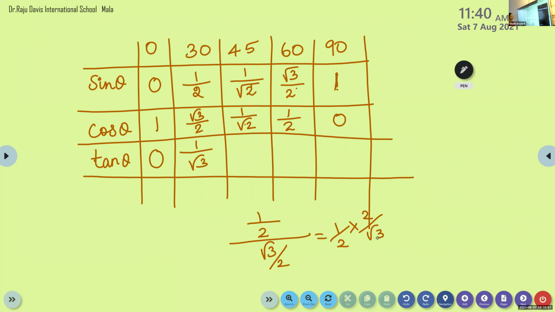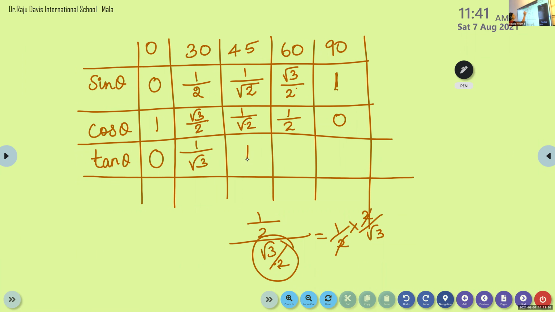Okay, so when we divide two fractions, it is the same as multiplication by the reciprocal. So here we multiplied by this reciprocal. Reciprocal means the denominator will go to the numerator, and the numerator will come as the denominator. So 2 will get cancelled, and we'll get 1 by root 3. Look at here, tan 45. What is the value of tan 45? Sin by cos, same values. When you divide it, we will get 1.